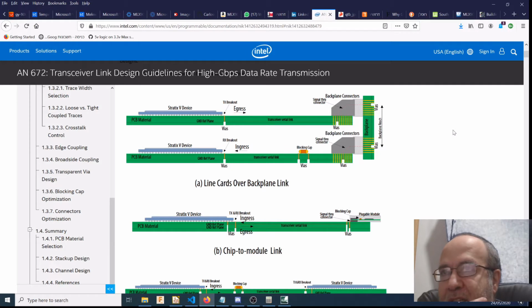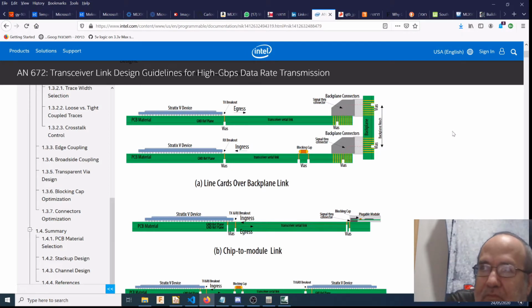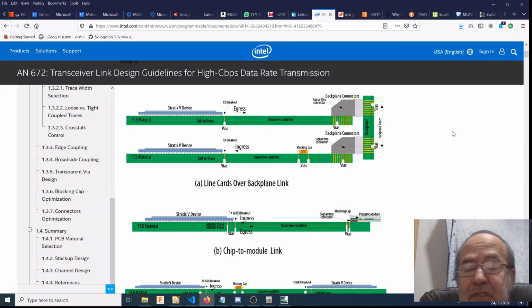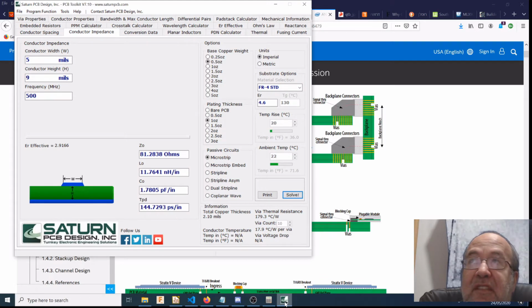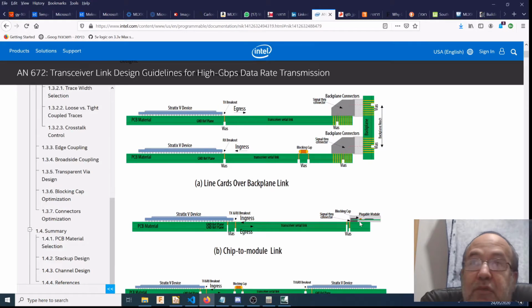I'm looking at AN672 from Intel, and I'm going to explain some of the points made in this application note. I'm going to use this in conjunction with a free piece of software called Saturn PCB Design.